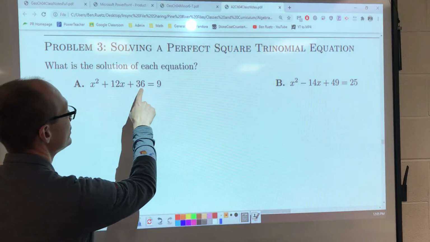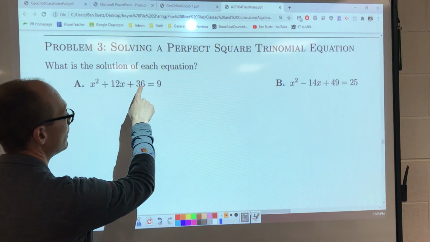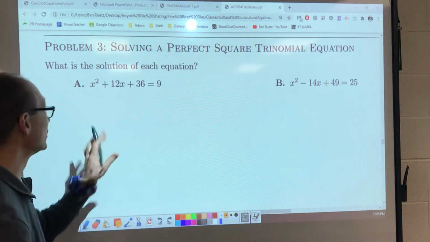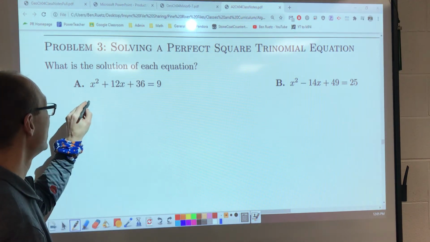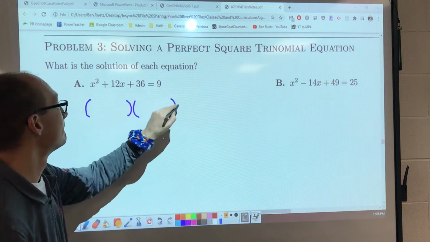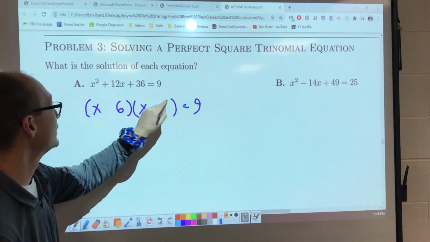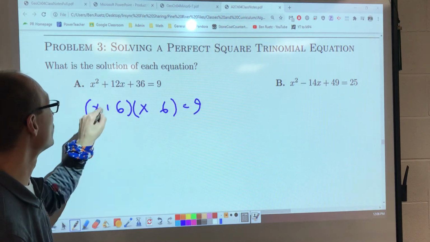What is the square root of 36? 6. Doubled, you get 12. That matches, which means this is going to factor nicely as x plus 6 and x plus 6, same sign, both positive.